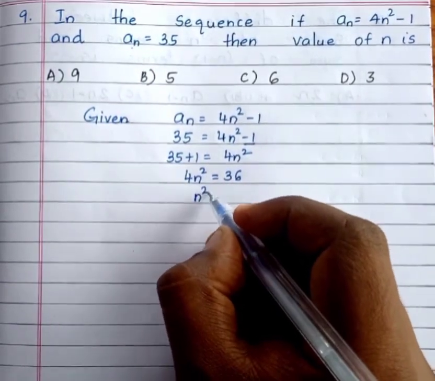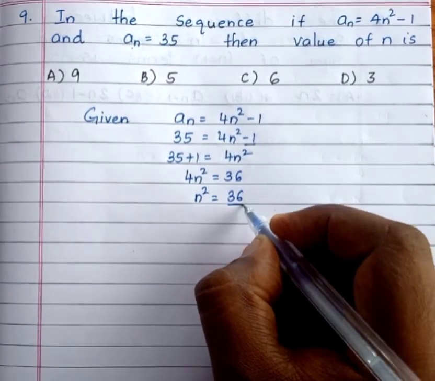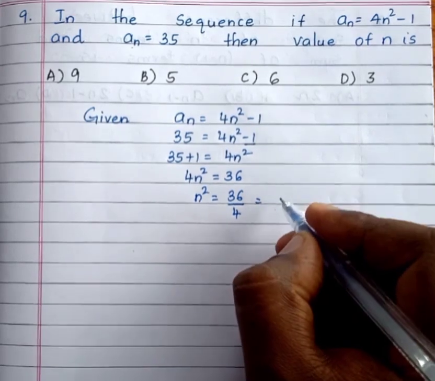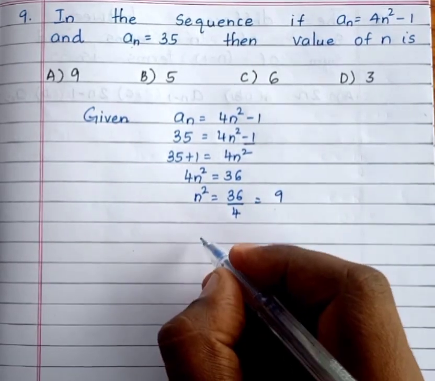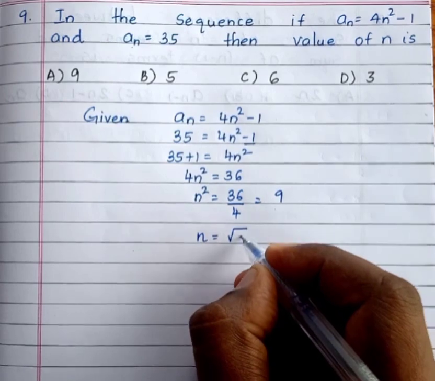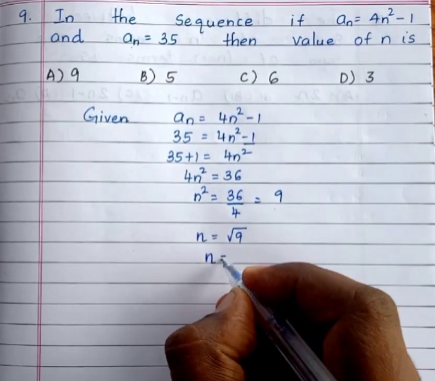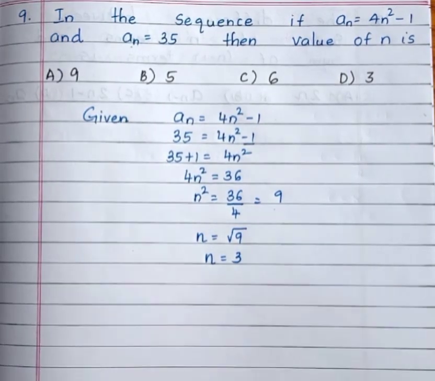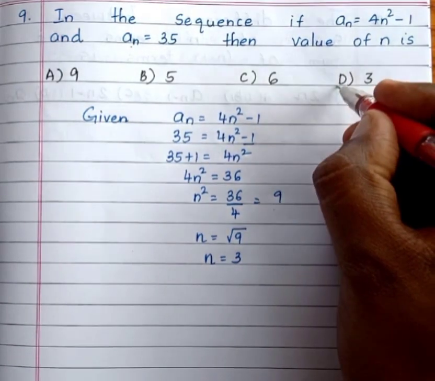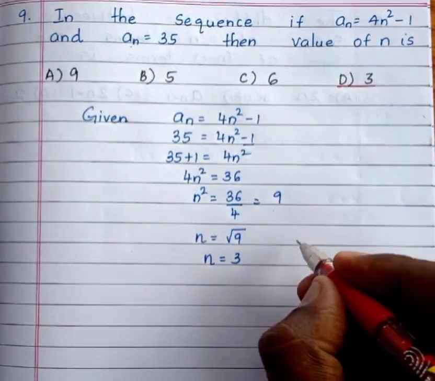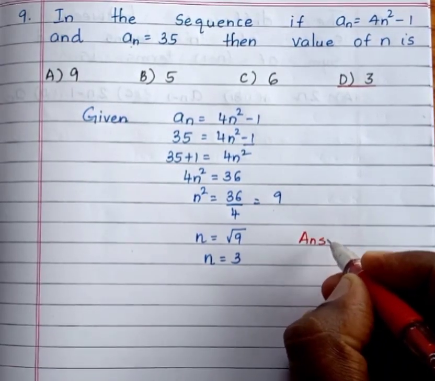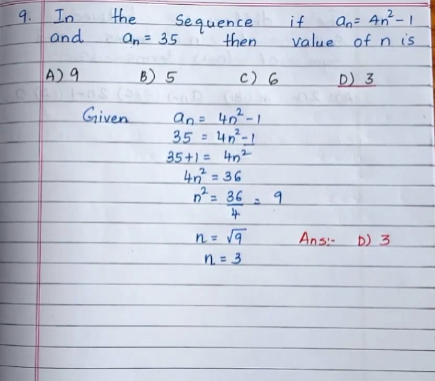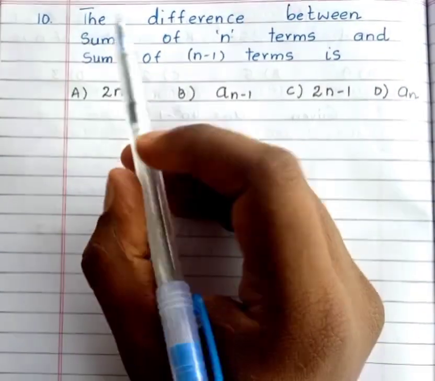N square equals 36 divided by 4. Now 36 divided by 4, we get 9. Therefore, n square equals 9. N equals square root of 9. N equals 3. Square root of 9 is 3. Therefore, the value of n is 3. Therefore, the correct answer is option D, 3. Square root of 9 is plus 3 because we cannot consider the negative value.